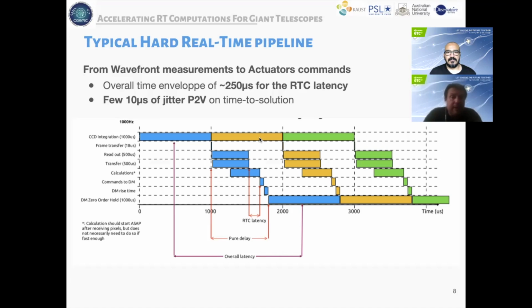What can be compressed is everything from data transactions to computations on the real-time controller. And our overall time envelope for this is about 250 microseconds. This is an average number for different instruments. Of course, you can have varying requirements, but this is really the baseline number, with a few tens of microseconds of jitter peak to valley on this time to solution.